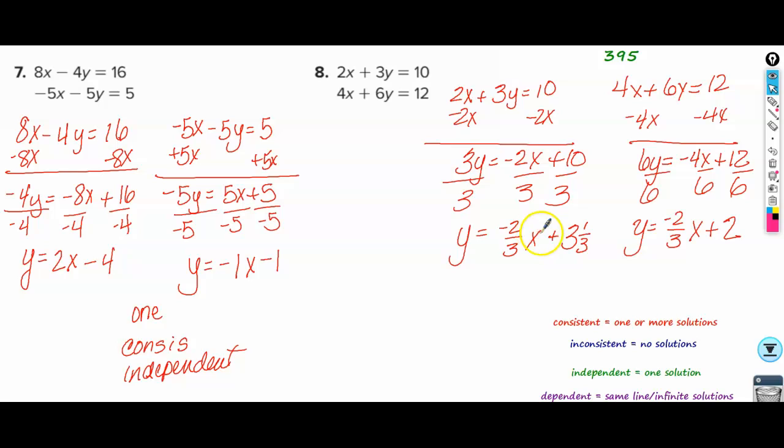All right? Are the slopes the same or different? Well, the slopes are identical. They're both negative 2/3. So that means these lines are either the same line or they're parallel. Okay? Because they have different y-intercepts, this means that they are parallel. Okay? So there is no solution. This is inconsistent.